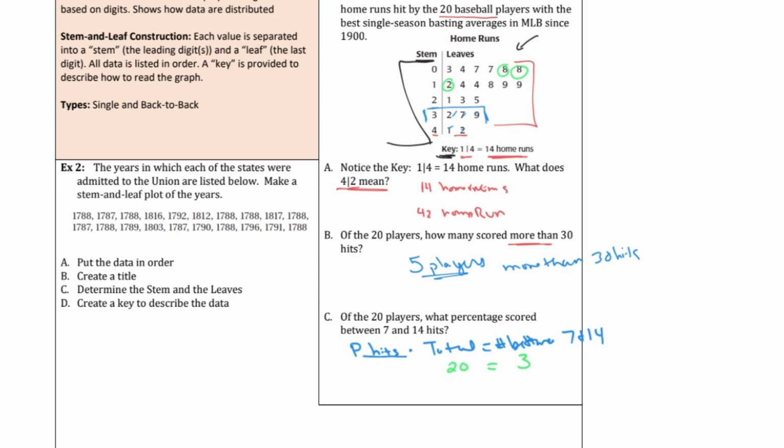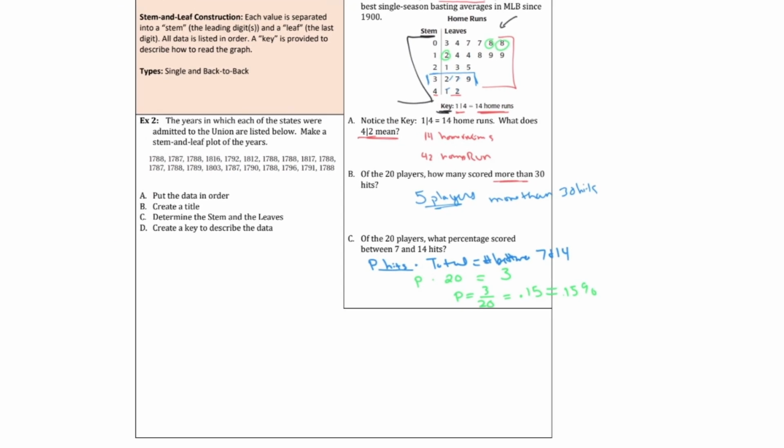The total number of players is 20. P is what we're looking for. Opposite of multiply is divide. So P equals 3 over 20. We want to change that into a percentage and write the decimal, 0.15, which will be 15%. So 15% of the players scored between 7 and 14 hits.